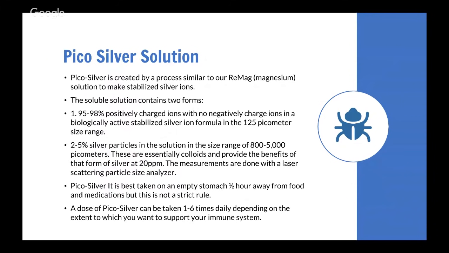And also we want to talk a little bit about the dosing. We want you to take it on an empty stomach a half hour away from food and medication, but this is not a strict rule. And if you heard our radio show earlier this week, which is the June 25th radio show here in 2018 for people who may be listening to this 5 years from now, we had the most extraordinary experience with the gal who's been using the Pico Silver. She's taking a half a teaspoon, a half hour apart, 2 times in the morning before she eats anything.